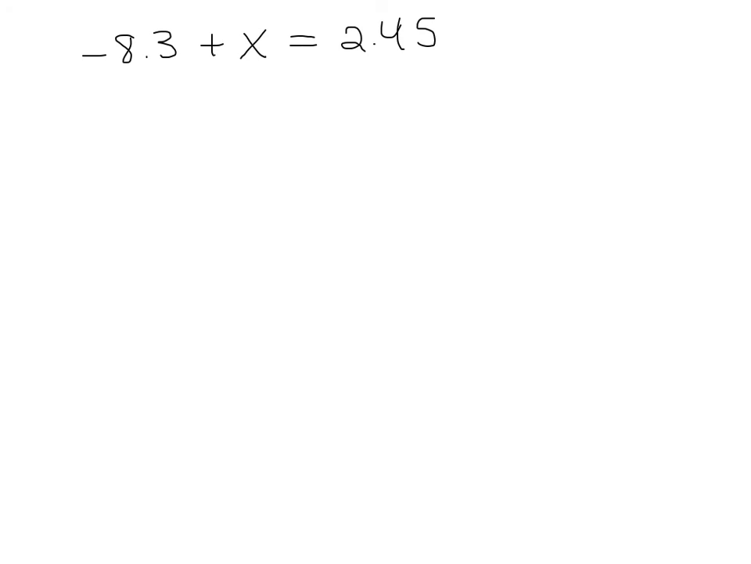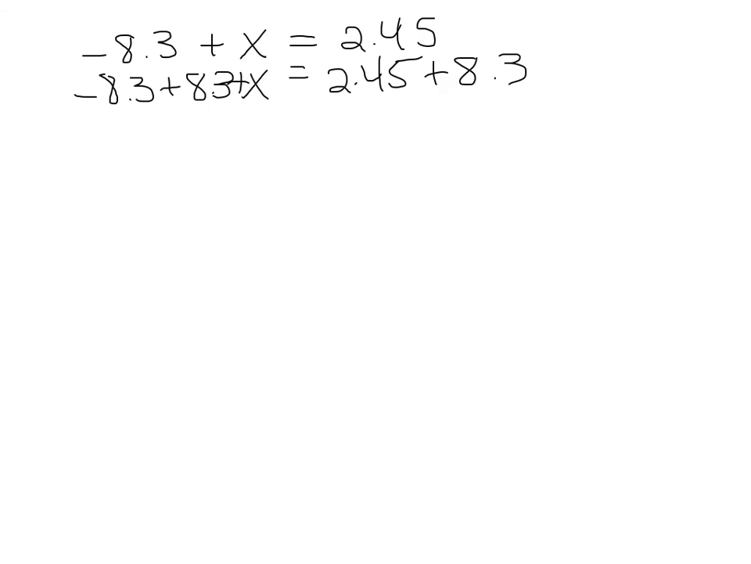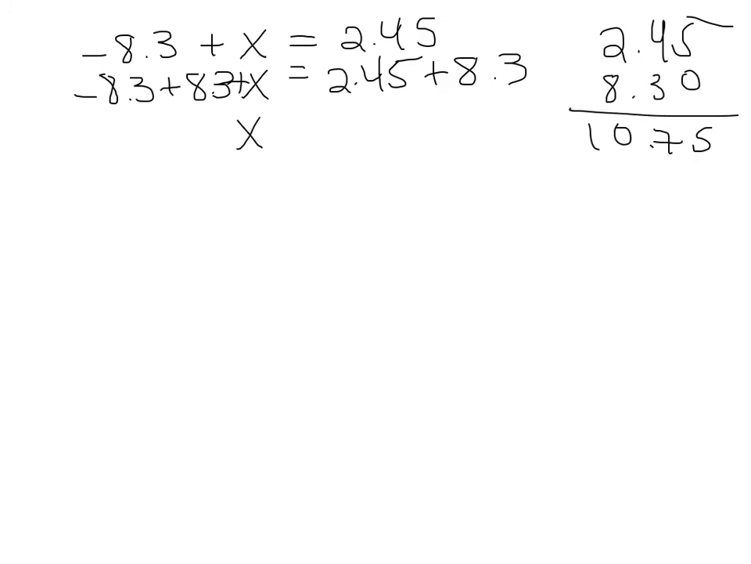If you instead wanted to write plus 8.3 on this side and plus 8.3 on this side, I'm fine with that. So for this problem, I'm going to use my inverse operation, which would be to add positive 8.3, or my additive inverse. And if I add positive 8.3 to the left side of my equation, I also must add positive 8.3 to the right side of my equation. Again, I'm going to do my scratch work off to the side so that my algebra steps look neat. I get that x equals 10.75.